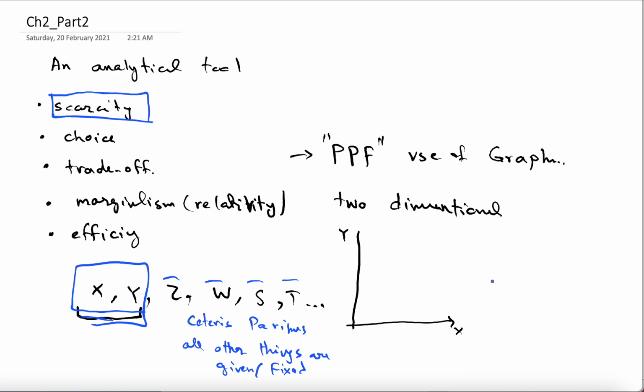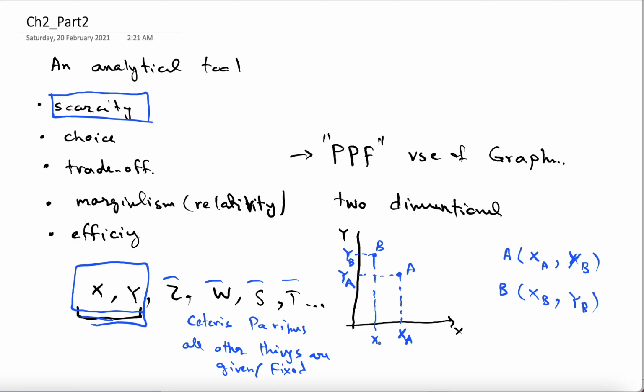Okay, so here we have a mix of point A, which is xa and ya. So the Cartesian system says that point A is here. This is corresponding to x of A and y of A. And then we have point B, which is xb and yb. So we can show it like here. This is point B. This corresponds to yb, and this corresponds to xb.